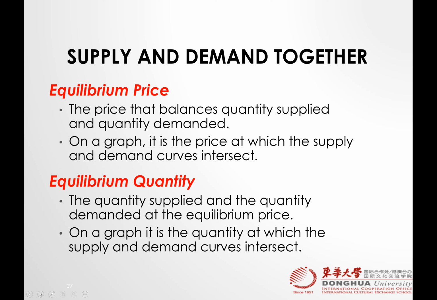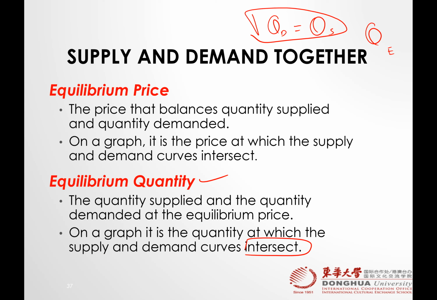So equilibrium, we know that it's a situation where quantity demanded is equal to quantity supplied. So if that happens, we call that quantity equilibrium quantity. So here, the quantity supplied and quantity demanded at the equilibrium price. On the graph, it is the quantity at which the supply and demand curve intersect.